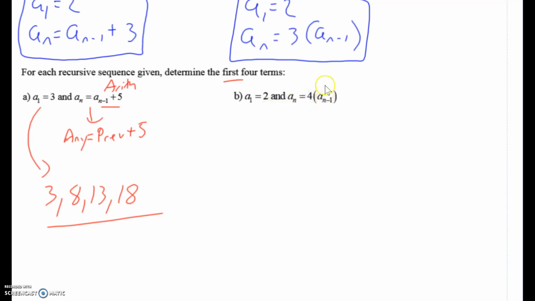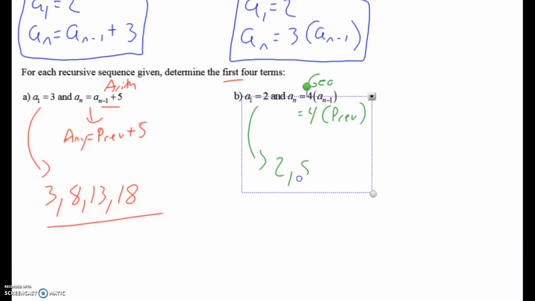Here, 4 times the previous, this would be a geometric concept. They're telling me the first term is 2. And what this is basically saying is 4 times the previous number. And so if my first term is 2, times 4 is 8. Times 4 is 32. Times 4, well, 30 times 4 is 120, and that's going to be 128. That's it. So recursive sequences are just another way of representing these sequences.